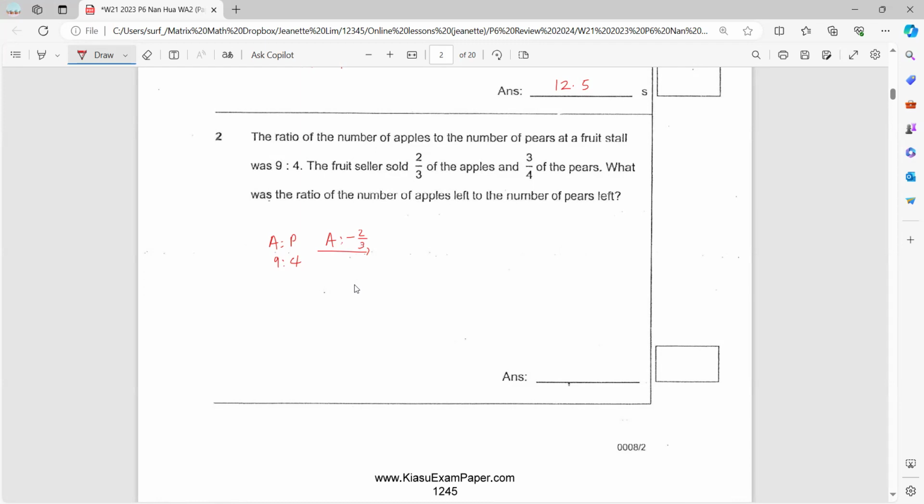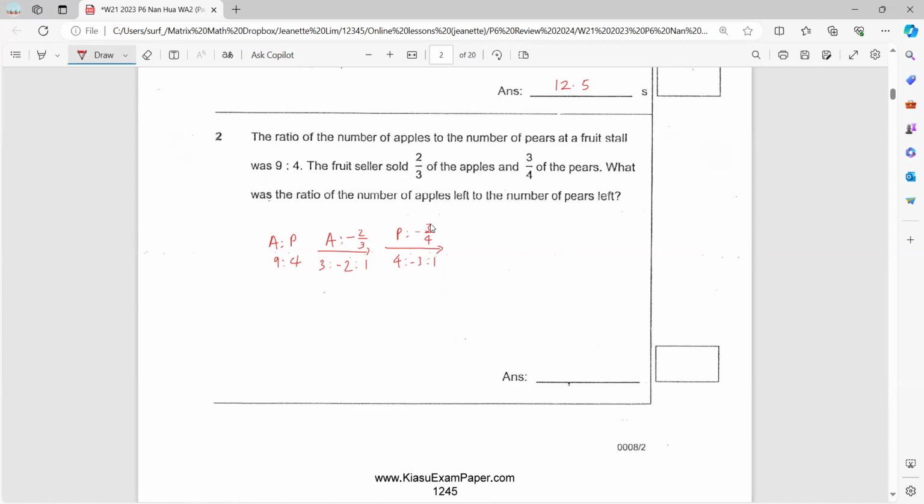2/3 is a proportion. So whenever you have proportion transfer, we have to do this. You start off with 3 units. You're taking away 2/3, so you're taking away 2 units. Then you are left with 1 unit. For the pears, we are taking away 3/4. So based on this fraction, first we start off with 4 units, take away 3 units, and you're left with 1 unit.